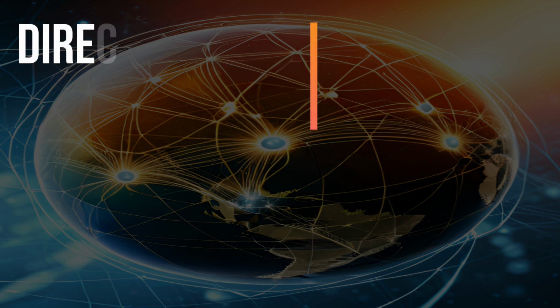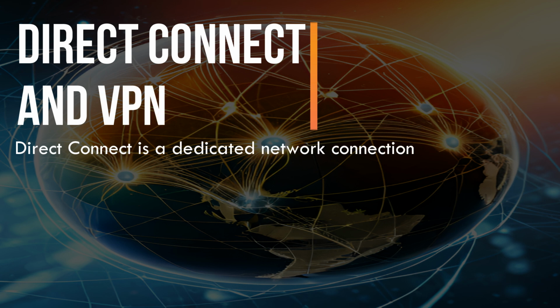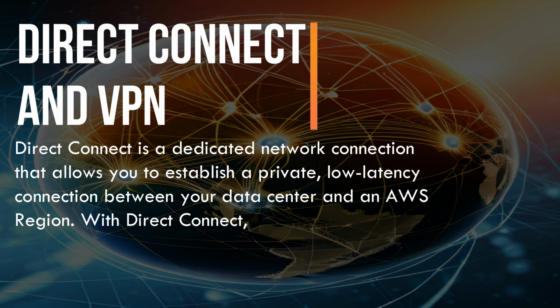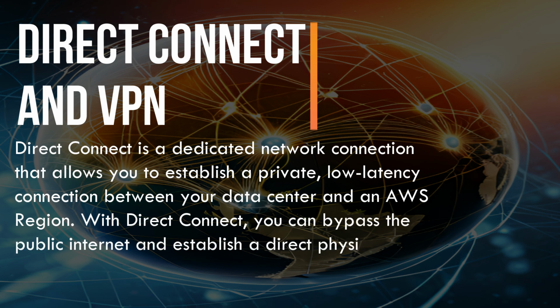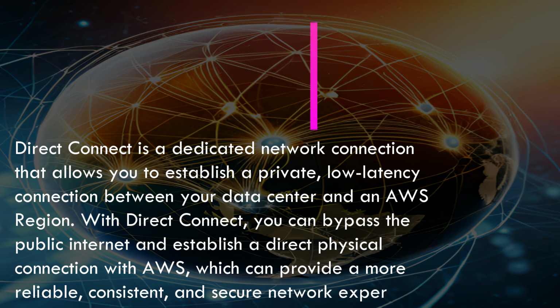Direct Connect and VPN. Direct Connect is a dedicated network connection that allows you to establish a private, low-latency connection between your data center and an AWS region. With Direct Connect, you can bypass the public internet and establish a direct physical connection with AWS, which can provide a more reliable, consistent, and secure network experience.